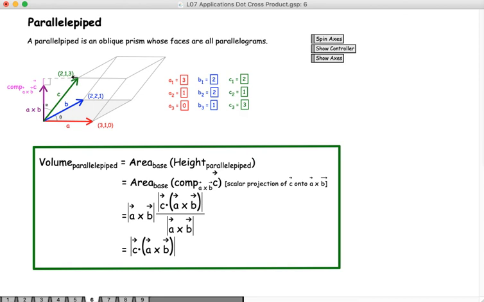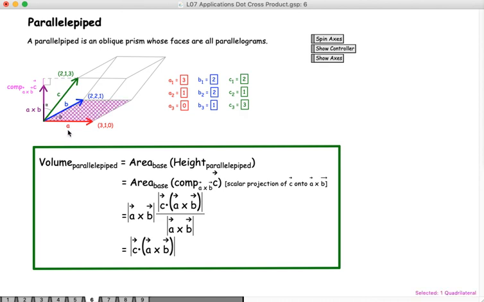Now, how do you find the volume of a prism? Well, it's the area of the base times the height. So this is the base here. How are we going to find the area of the base? Well, that won't be problematic because I do know how to do that. To find the area of the base, I should find the magnitude of the cross product.